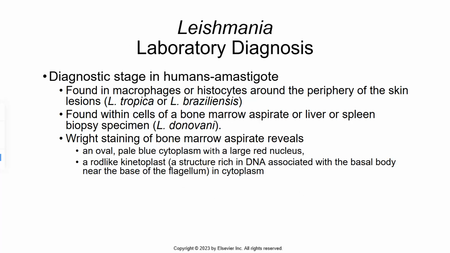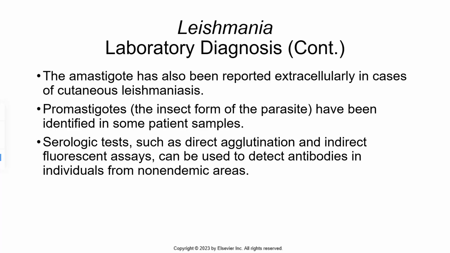The diagnostic stage in humans is the amastigote, found in macrophages or histiocytes around the periphery of the skin lesions, or within cells of a bone marrow aspirate or liver or spleen biopsy specimen. Wright staining of bone marrow aspirate reveals an oval shape with pale blue cytoplasm, a large red nucleus, and a rod-like kinetoplast. The amastigote has also been reported extracellularly in cases of cutaneous leishmaniasis. Promastigotes have been identified in some patient specimens. Serological tests such as direct agglutination and indirect fluorescent assays can be used to detect antibodies in individuals from non-endemic areas.